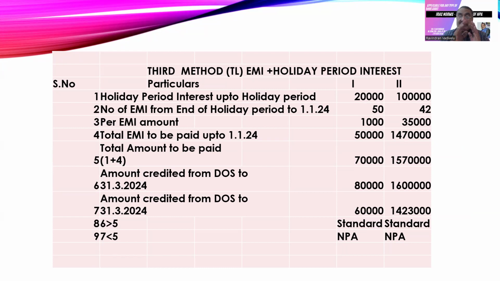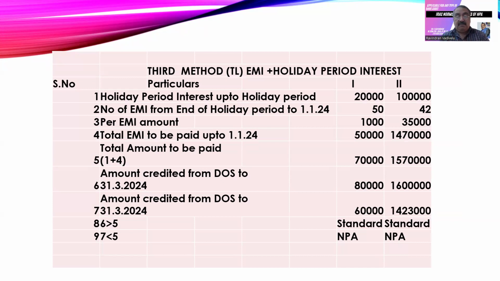Now go to the credit side of the borrower account. You have to add all the credits. All the credits means only the genuine credit from date of sanction to 1/1/24 or 31/3/24. You have to add all the credit made into the account by the borrower. So this is the amount paid.